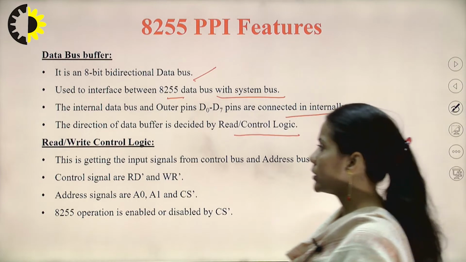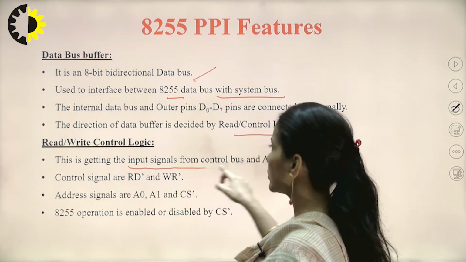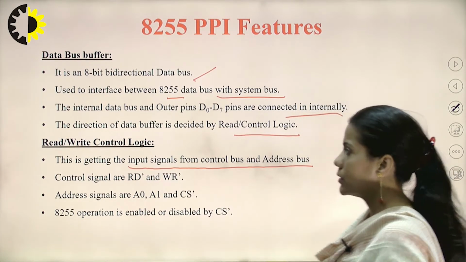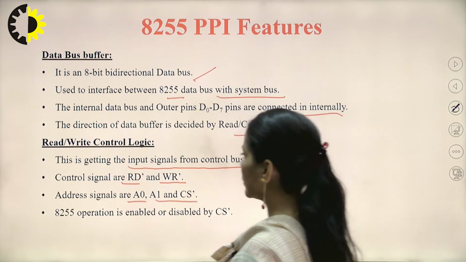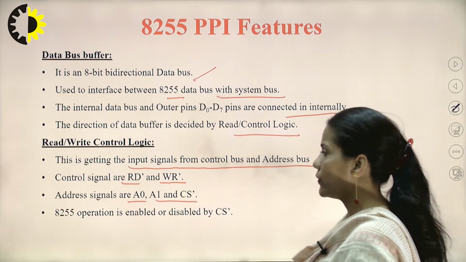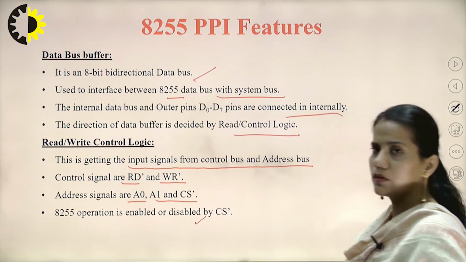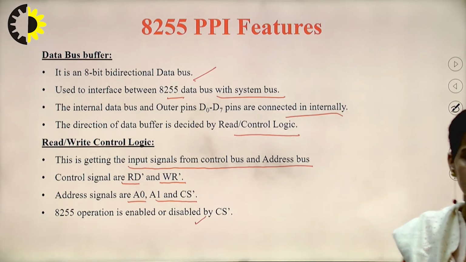Read-write control logic: this gets the input signals from the control bus and address bus. Control signals are read and write. Address signals are A0, A1 and chip select. 8255 operation is enabled or disabled by the chip select signal.